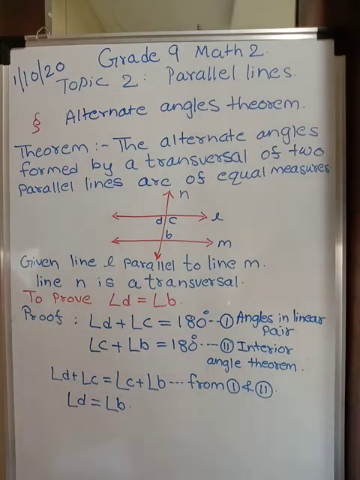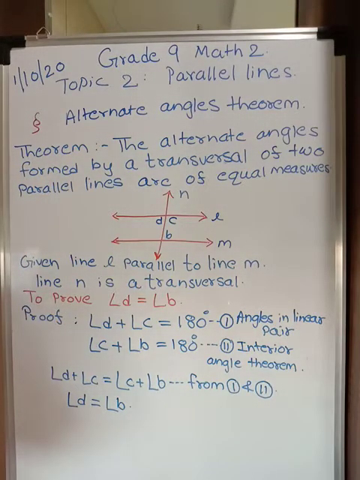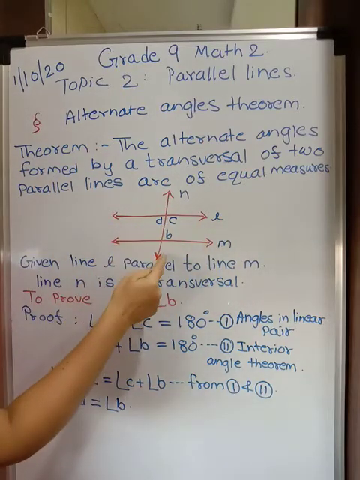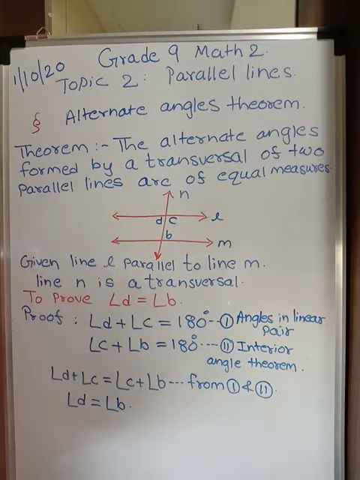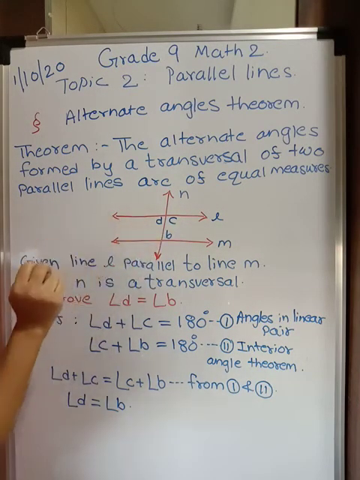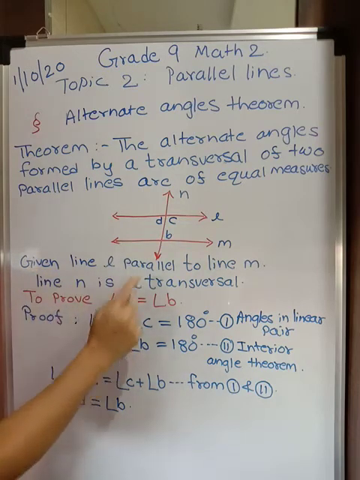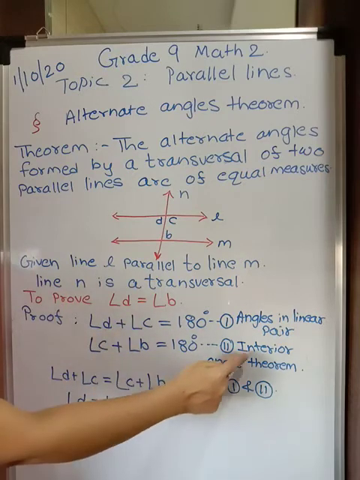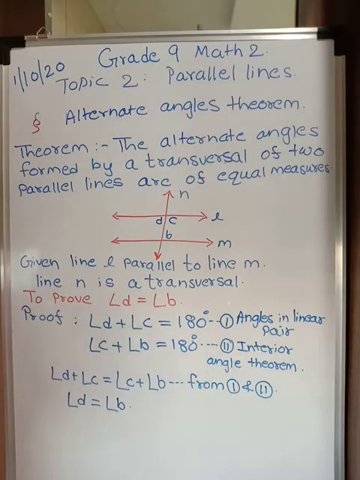Let's go for another proof, the alternate angle theorem. Let us see the statement. The alternate angles formed by a transversal of two parallel lines are of equal measures. So given is L is parallel to M and line N is a transversal. Which are the alternate angles? You know D and B are alternate angles. We have to prove that these two angles are equal. So to prove angle D is equal to angle B, here also we are going to take help of the interior angle theorem, like we did for the corresponding angle theorem.